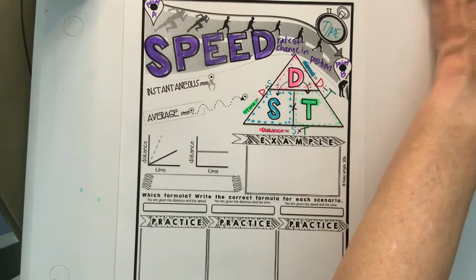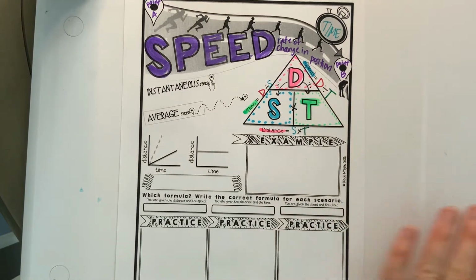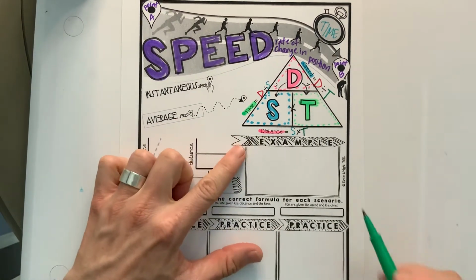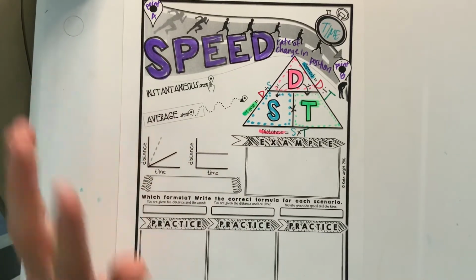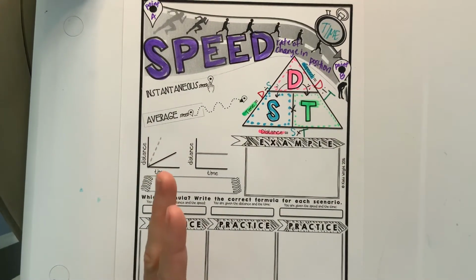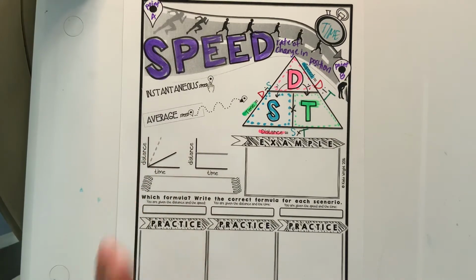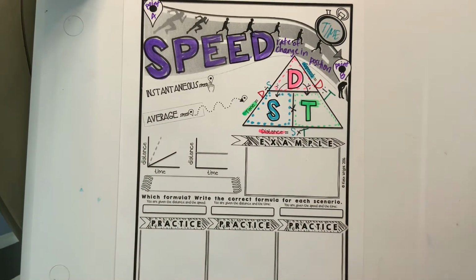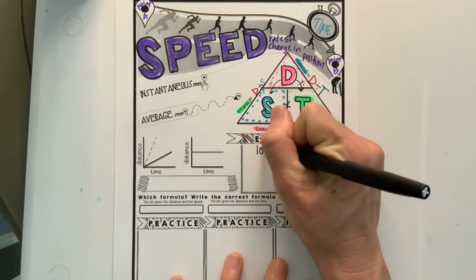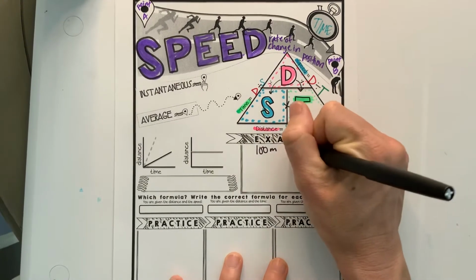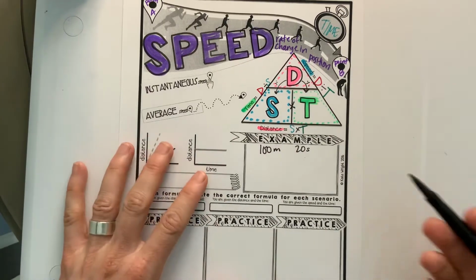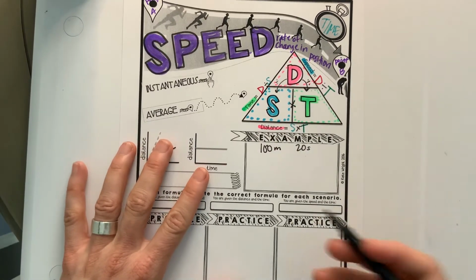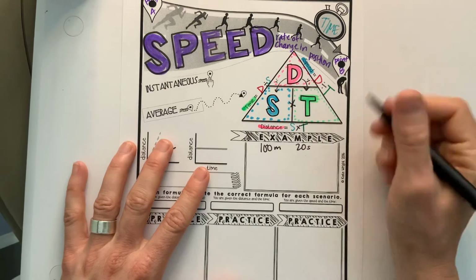Okay, so let's look at an example. So let's say you have a runner and they're running a 100-meter dash, right? So that's the straightaway on a track, and it takes that runner 20 seconds. So 100 meters, and it takes them 20 seconds. And we want to know how fast was the runner traveling? What is the speed? Okay, so that's the unknown.